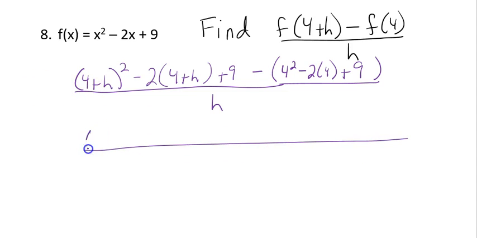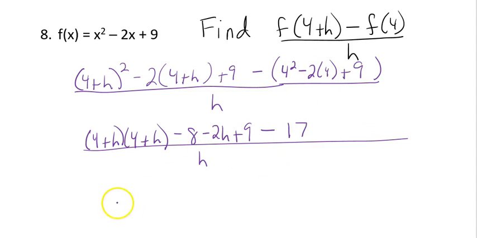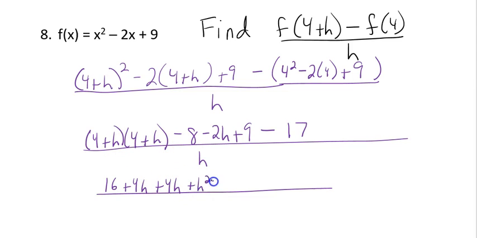So 4 plus h squared means I must write it twice because I'm going to have to FOIL. I can distribute the negative 2 through and get negative 8 minus 2h. Bring down my plus 9. And then minus all that comes out to be 17. We're still over h. Again, I want to FOIL here, so 4 times 4 is 16. 4 times h is 4h. h times 4 is 4h. And h times h is h squared.